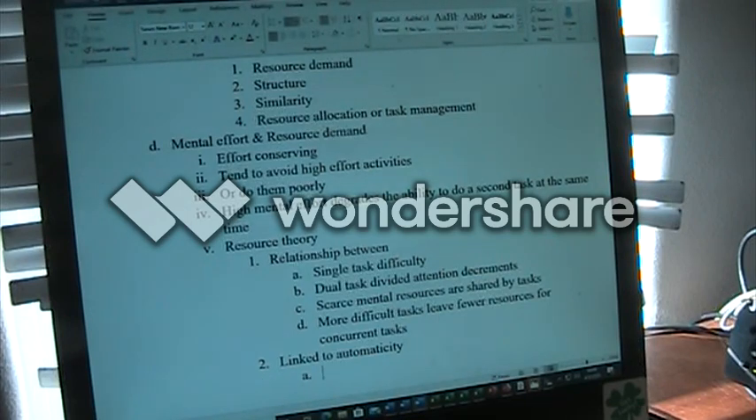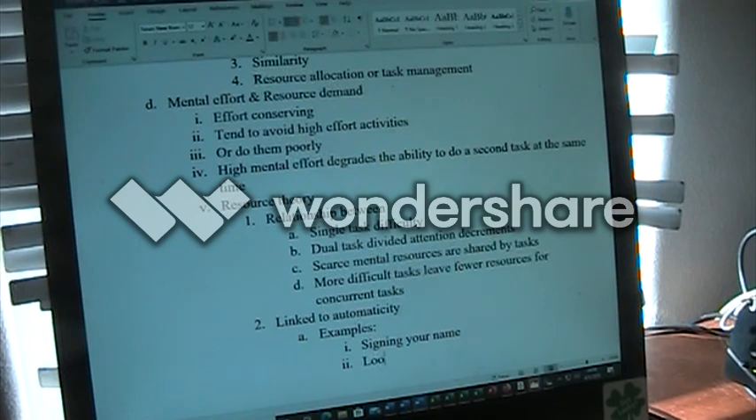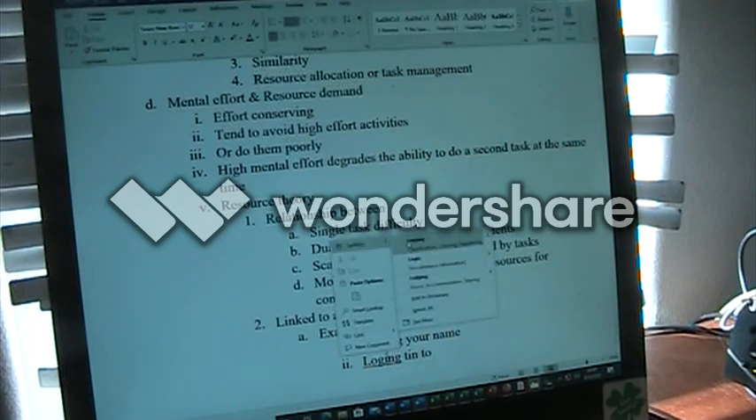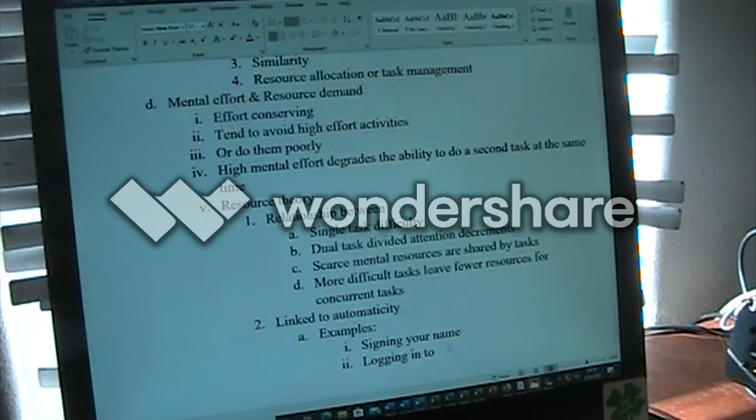All right. Well, automaticity means that the task is automated. So an example would be signing your name, or logging in to a familiar computer.